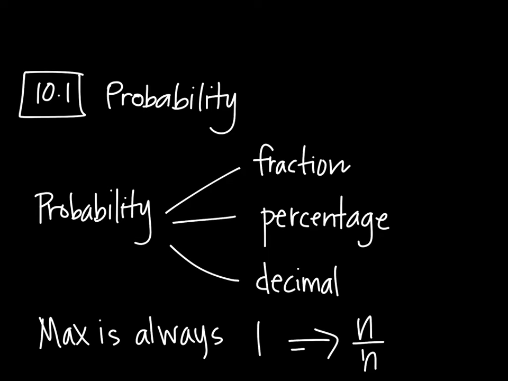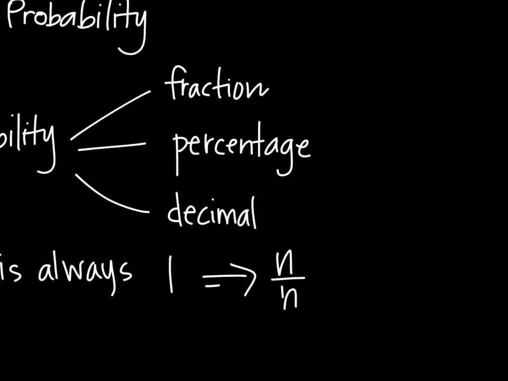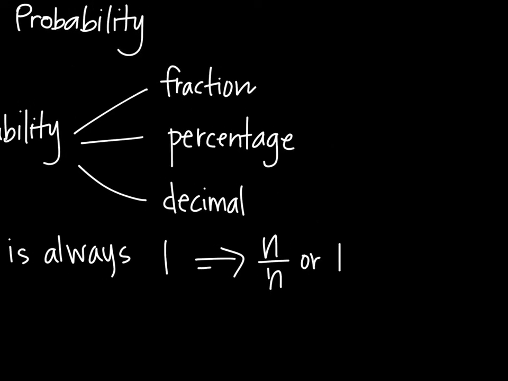The fraction would be n over n. It's never going to be more than 3 out of 3 or 5 out of 5 or 10 out of 10. If you notice some of my posters in my room, they say things like 5 out of 4 people have problems with fractions or probability. It's an invalid thing. You're never going to be more than 1. In a percentage, never more than 100%. In a decimal, never more than 1.0. So probability is always maxed out at that.